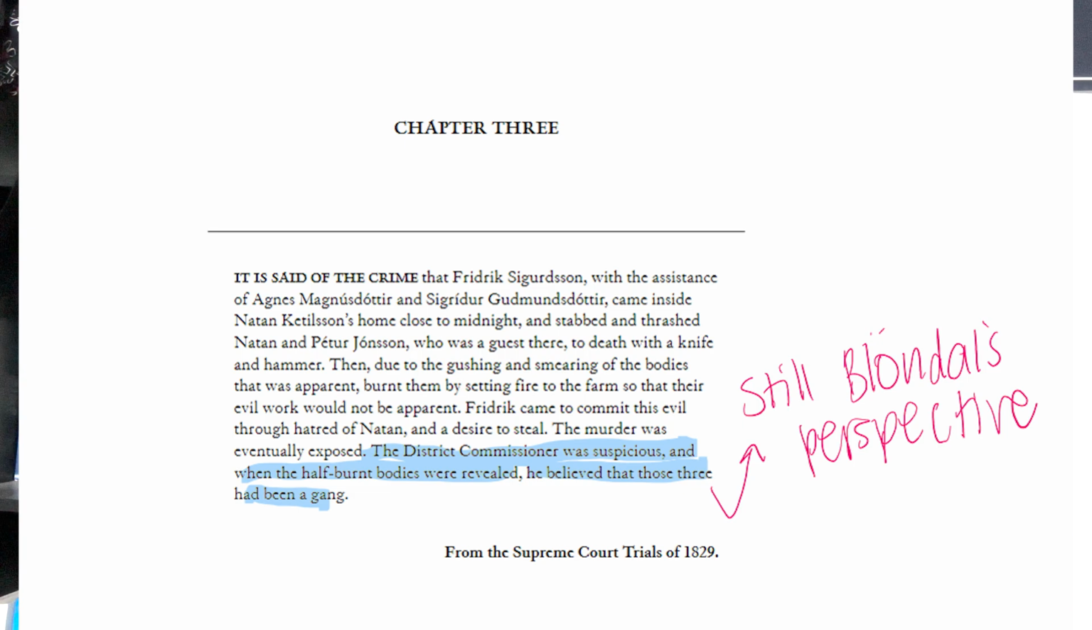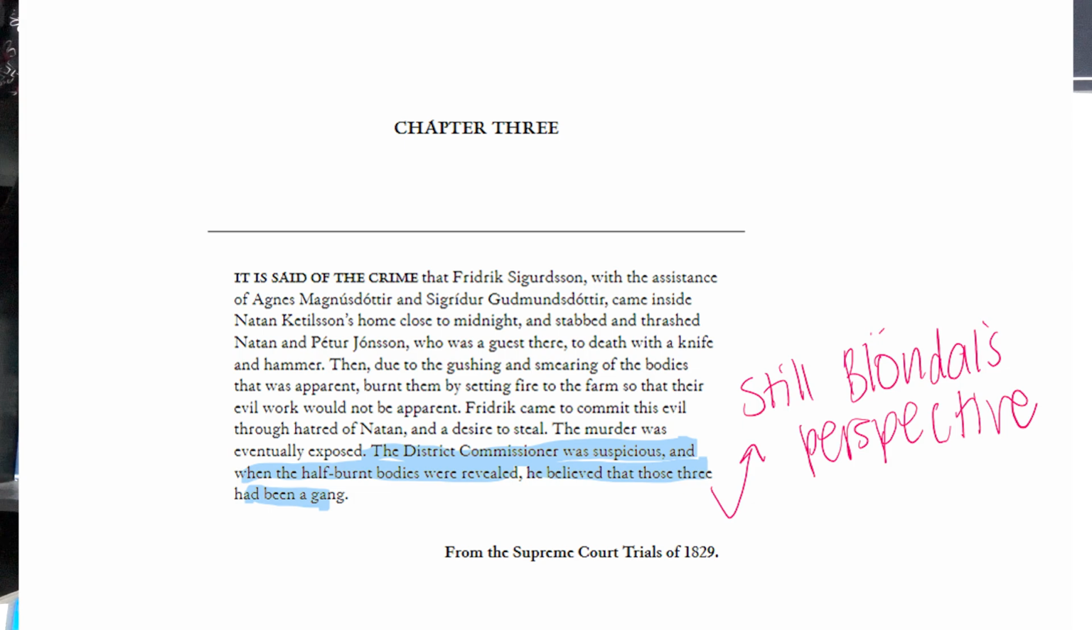It's not signed off as from Bjondal. However, it's still Bjondal's perspective that we are getting through this historical document, because at the very end it says that the district commissioner was suspicious, and when the half-burnt bodies were revealed, he believed that those three had been a gang. So it's still Bjondal's opinion.